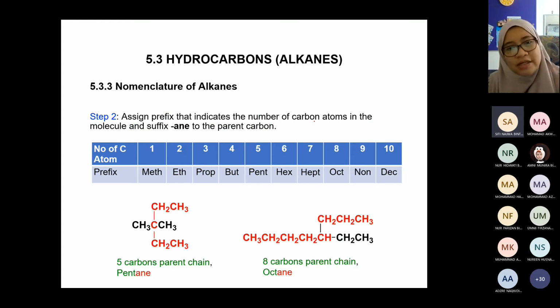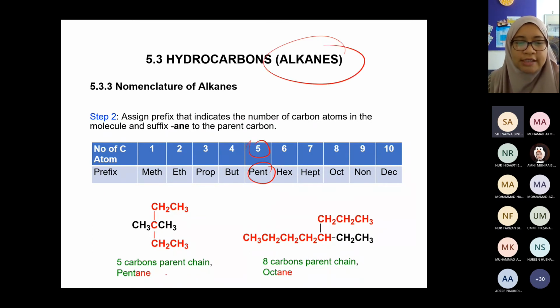Assign the prefix that indicates the number of carbon atoms in the molecule, and the suffix, to the parent carbon. So once you have decided just now that this is the longest continuous, how many carbon do we have in it? We have 5 carbon. So this is the longest. Assume we have set it already. So what is the name for 5? This is the prefix that we use, pent. But since we are talking about alkanes, it should end with "-ane". So this will be pentane. So pentane is the parent carbon. Alright. Same goes for this one. You have identified the longest one will be the 8 carbon. So it will be oct as the prefix and end with ane. So it should be octane.